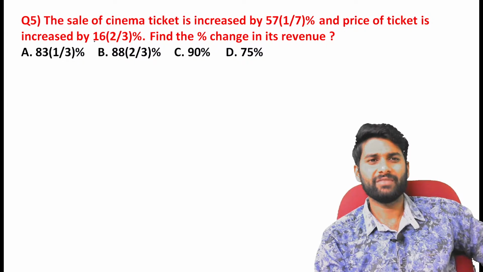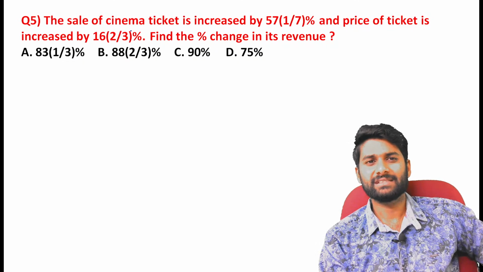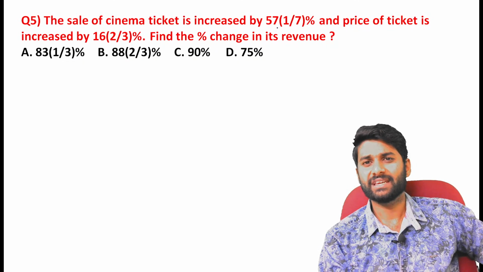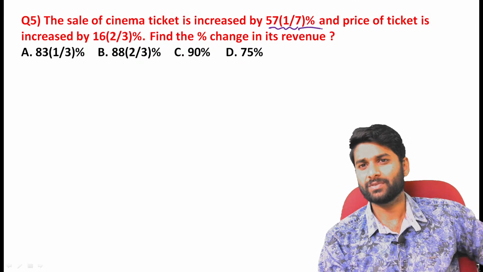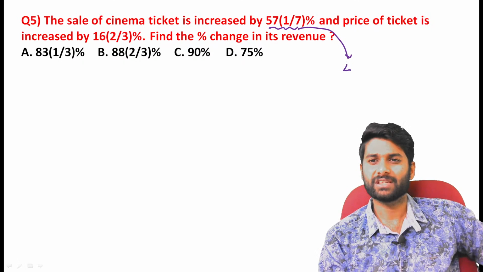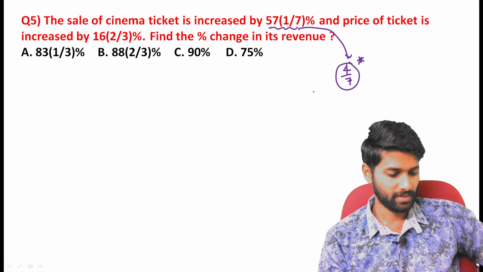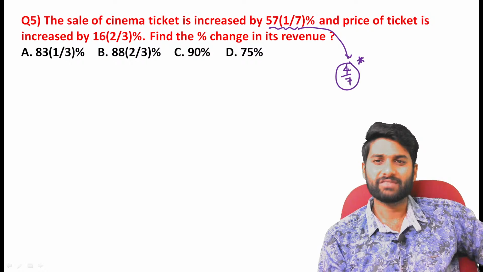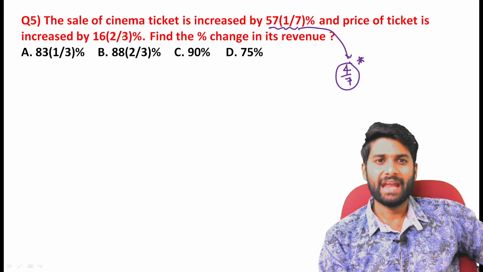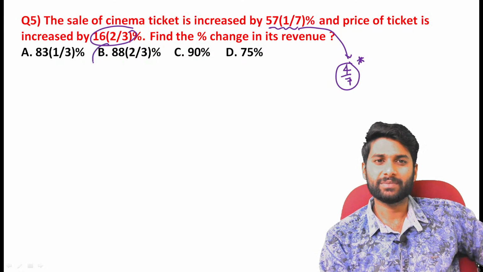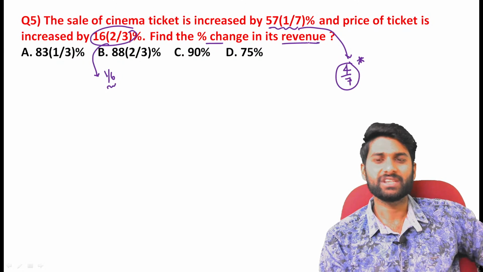Now see that, same information, guys. The sale of the cinema ticket is increased by 57 1 by 7 percentage. 57 1 by 7 percentage, the value becomes 4 by 7. This is the important conversion in this type of question. See, 57 1 by 7 percentage is equal to 4 by 7. And the ticket price is increased by 16 2 by 3 percentage. Here the fraction becomes 1 by 6. Now what is the percentage change in revenue?